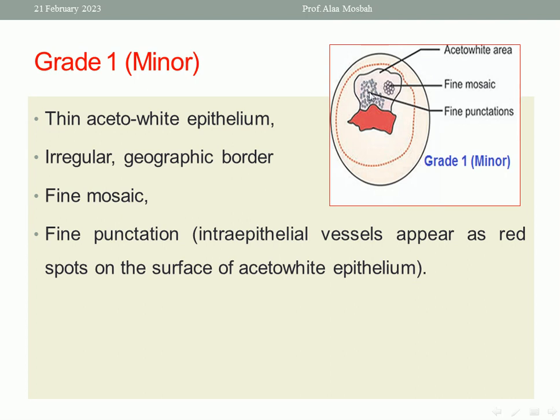Fine punctation. What is punctation? These are vessels that appear as red spots on the surface of acetowhite epithelium. So, red spots indicating intraepithelial vessels. Is this the normal appearance of the vessels? No. In normal, the vessels are below the epithelium, not intraepithelial. But here, in punctation, there are intraepithelial vessels that appear as red spots on the surface of the acetowhite area. So, this is grade 1, as I said before: thin acetowhite area, irregular geographic border, fine mosaic, fine punctation.